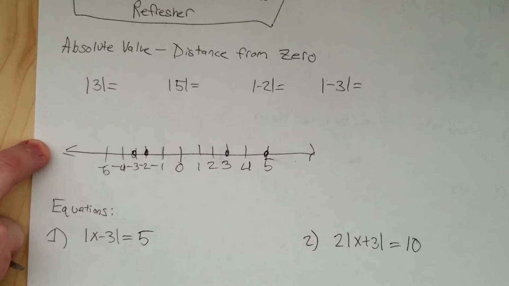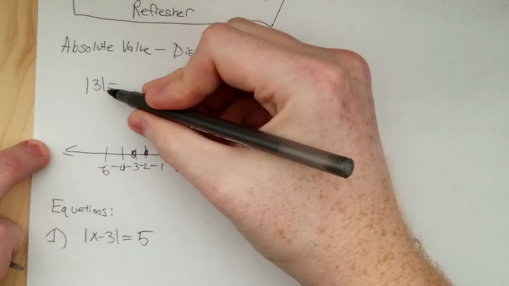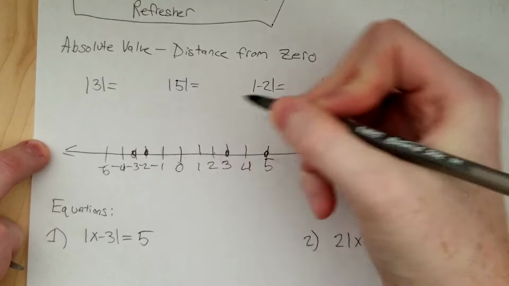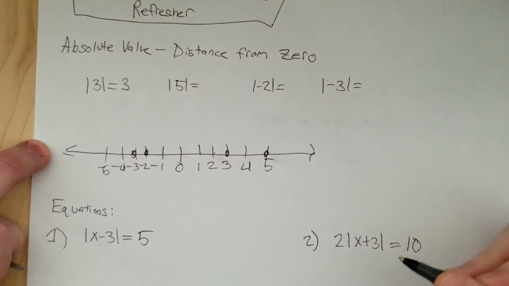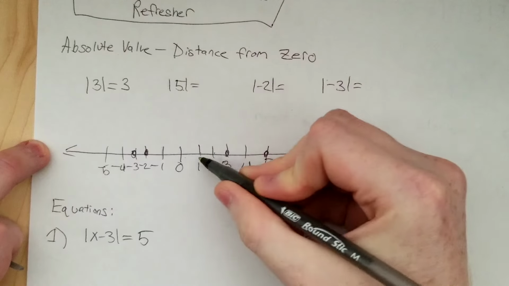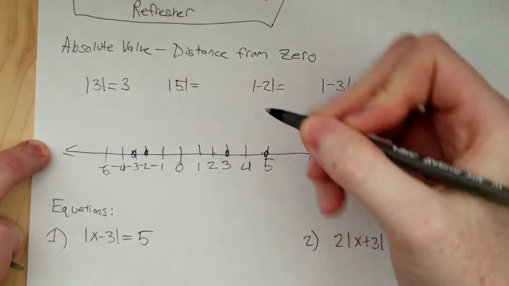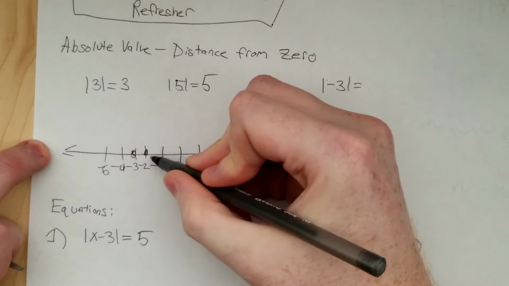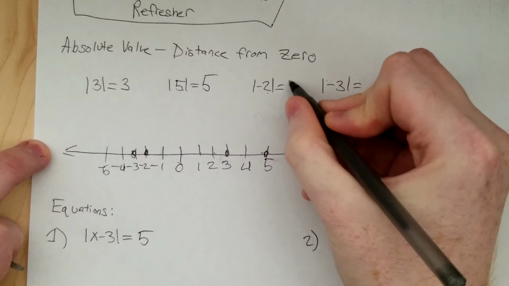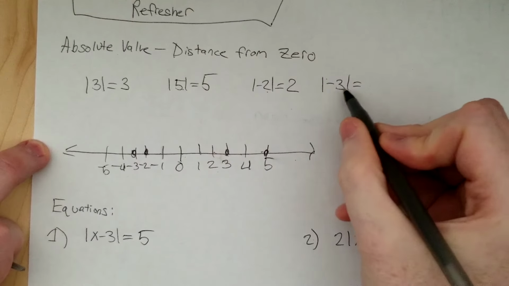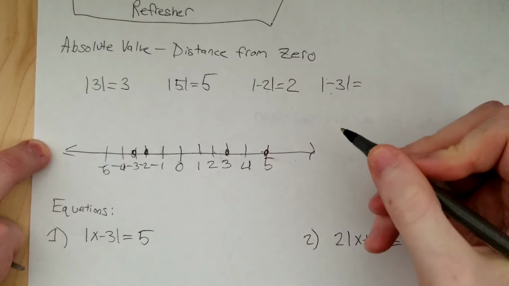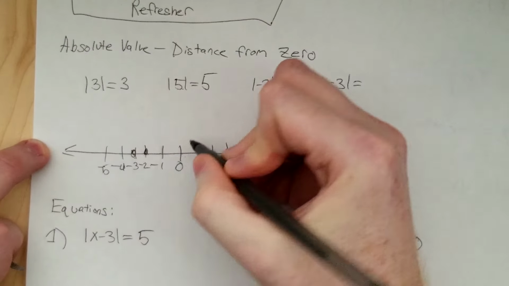So to recall, absolute values tell you the distance from 0. For example, if you had the absolute value of 3, if you just count, it's 1, 2, 3 away from the 0. The absolute value of 5, it's just 1, 2, 3, 4, 5 away from 0. The absolute value of negative 2, it's just 1, 2 away from 0. Just to make sure, what would the absolute value of negative 3 be? If you gave it a try, you should see it's just 3 away from 0.